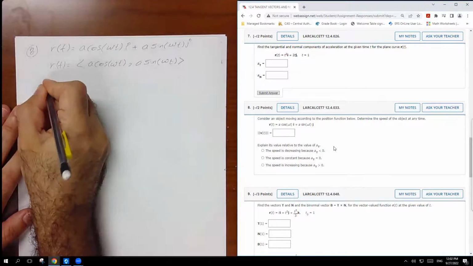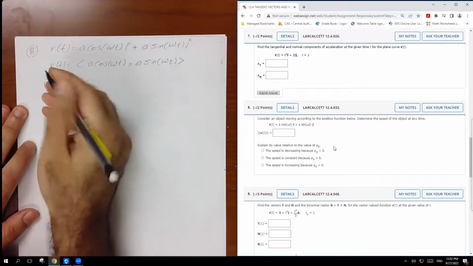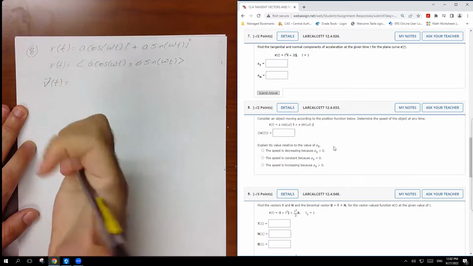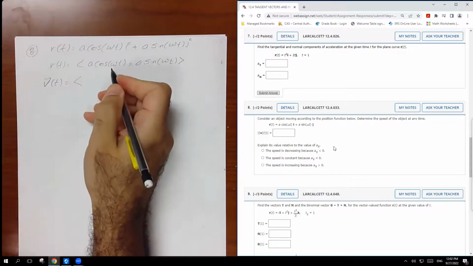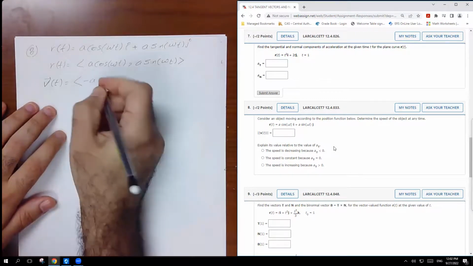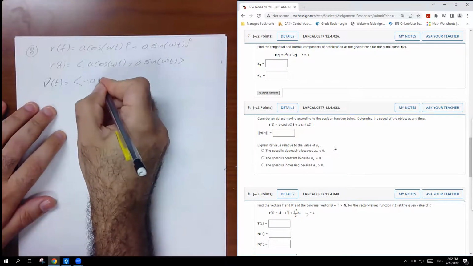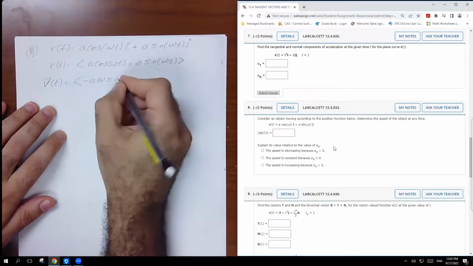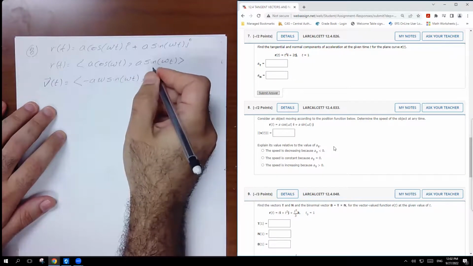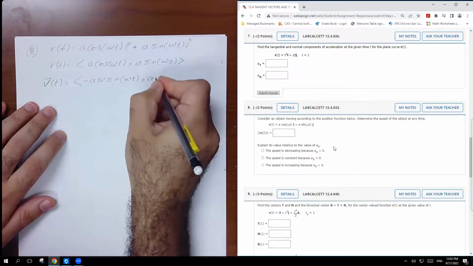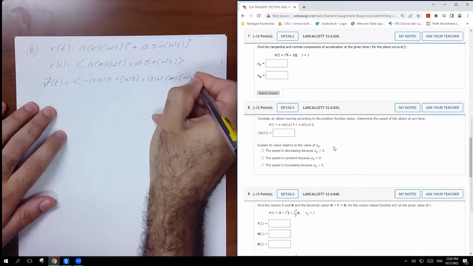So the derivative, which is the velocity with respect to t, is going to be a cosine and the derivative inside. So it's going to be negative a sine, and the derivative here is going to be omega, sine omega t. And here is going to be a omega cosine omega t.